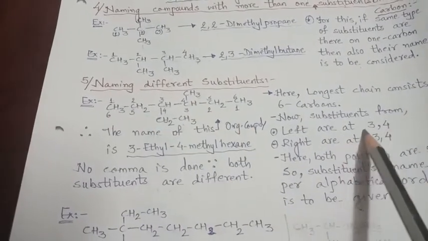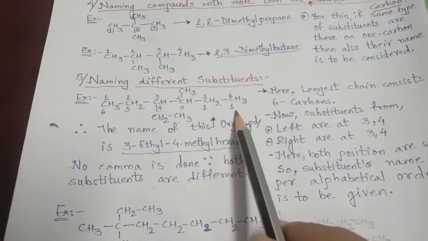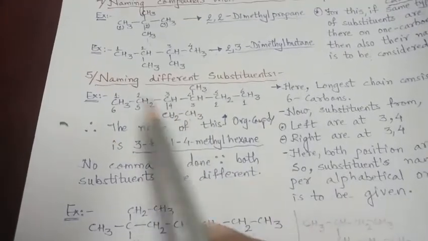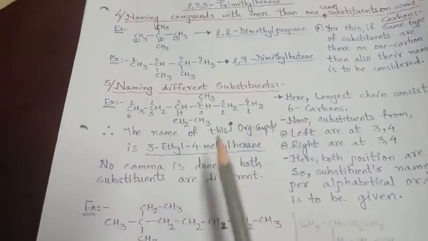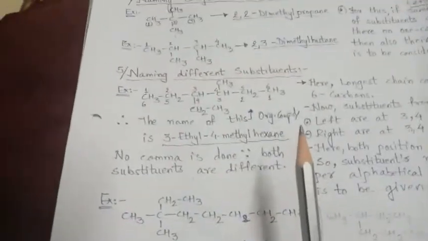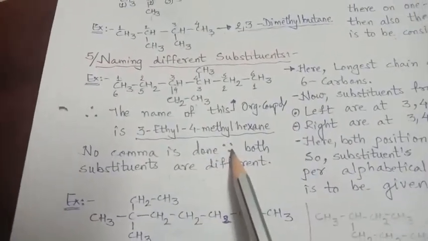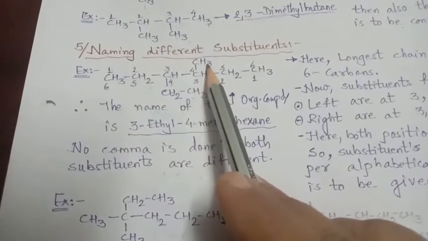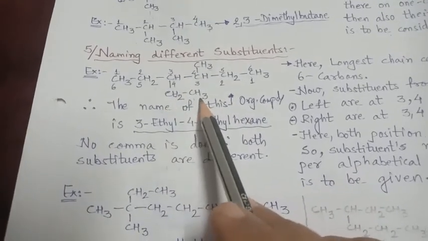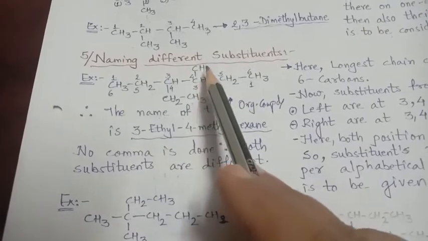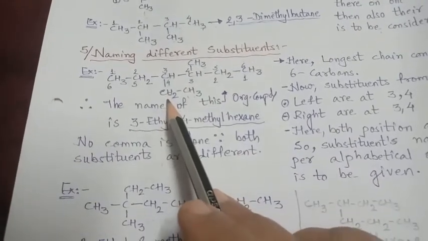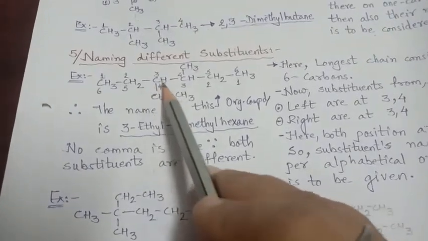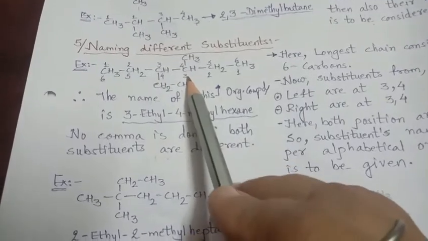From the left it is the third and fourth position branch. If we consider from here, 1, 2, 3, 4, 5, 6, from here also third and fourth. So from either side we can consider the longest chain and it is 6, so hexane. But now what do we have to do? Here on the third carbon, if we consider methyl, and on the fourth it is ethyl. So in the alphabet we will have to see whether M comes first or ethyl E comes first. So ethyl, E, comes first. So we will have to consider this as the third carbon and this one as the fourth carbon.